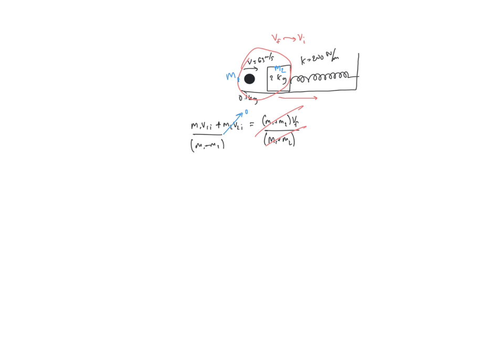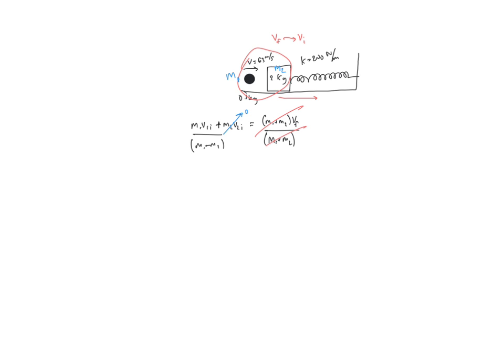When you plug in m1 right here, that's the mass of the clay, which is 0.1, times its velocity, 63, divided by 0.1 plus the mass of the block, which is 2. So divided by 2.1, you should get the answer of 3 meters per second.